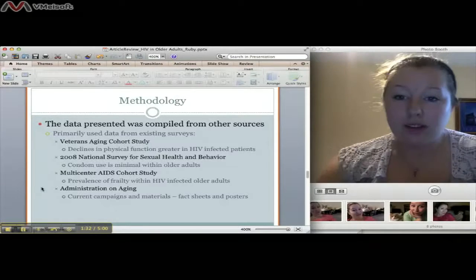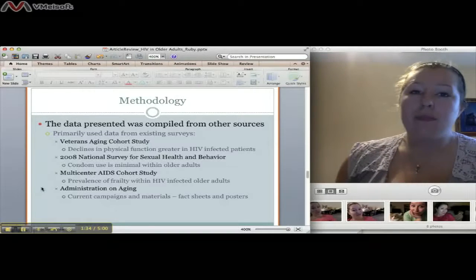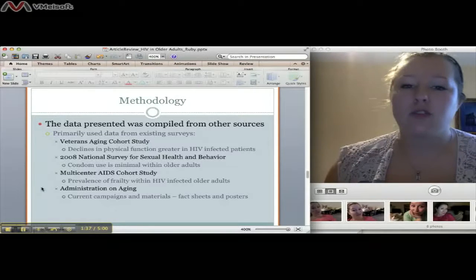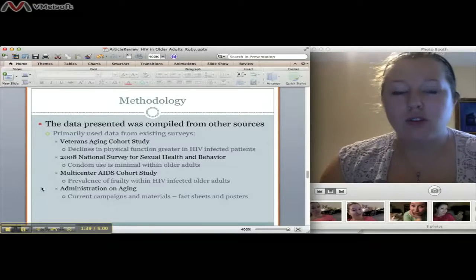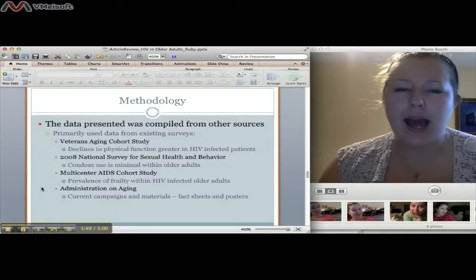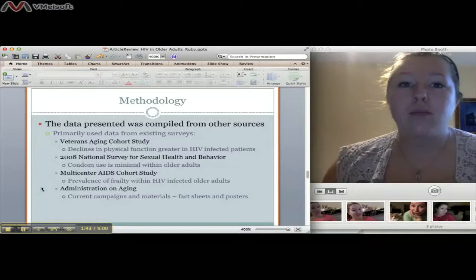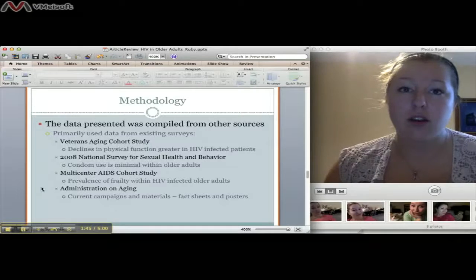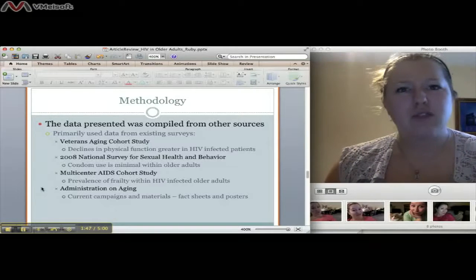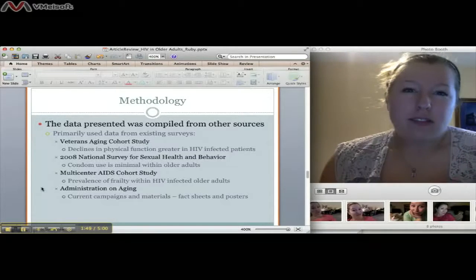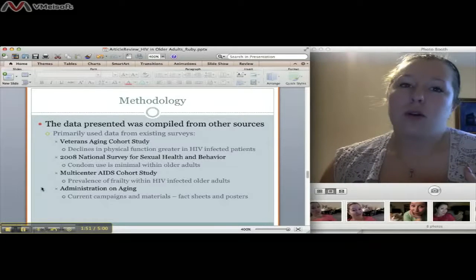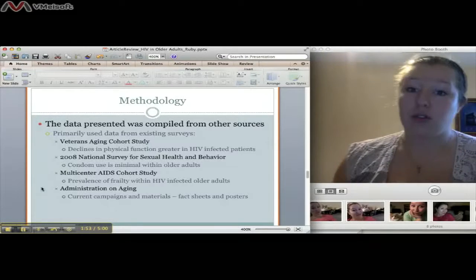The Multicenter AIDS Cohort Study, as I said before, they touched on frailty, so that was something that they chose to look at. It showed how the body types of those who were HIV infected, around the age of 50 to 55, were the same type of frail body types as someone who was almost twice their age, which I thought was very interesting.